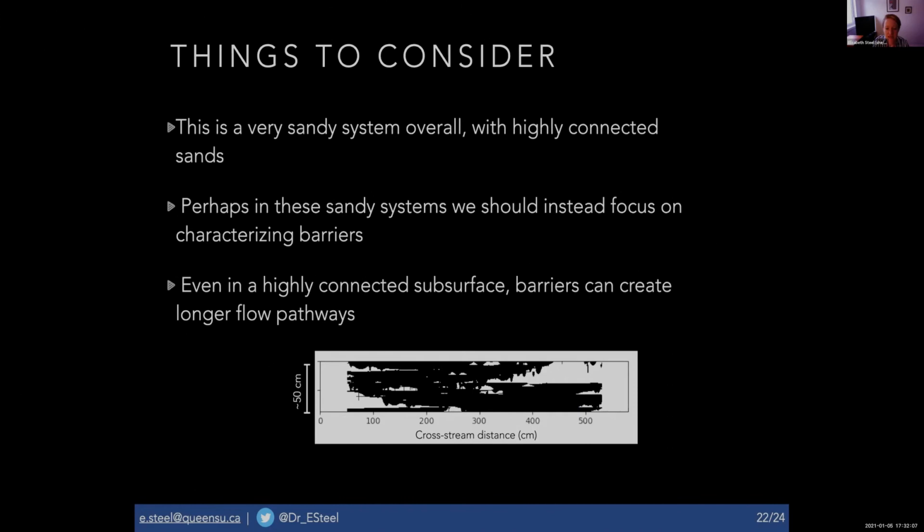Some things to consider is that this is a very sandy system overall, and the sands are highly connected. And so something I've been thinking about is that maybe instead of characterizing the sand bodies, we should be characterizing the barriers, the connectivity of the barriers, or even just the shape of them. So even in a highly connected system, if you have these really laterally extensive barriers, you could still be causing changes in flow pathways and traps and things like that.